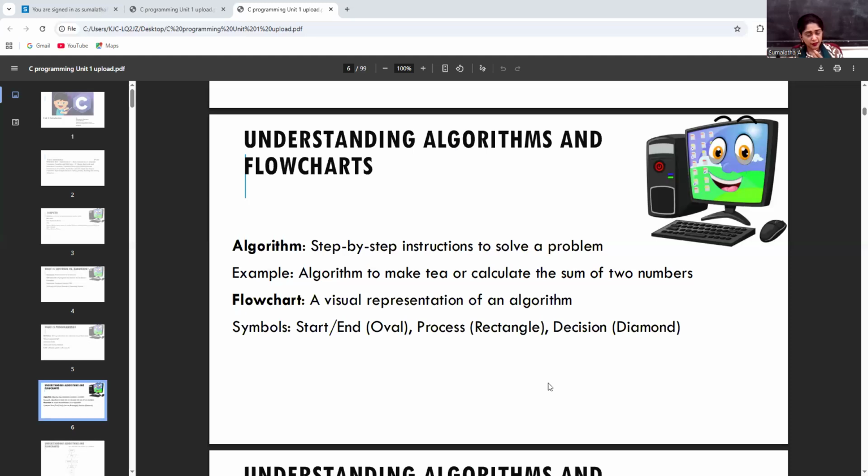Before we try to code or write a program, the first thing that we need to know is something called an algorithm. So what exactly is an algorithm?